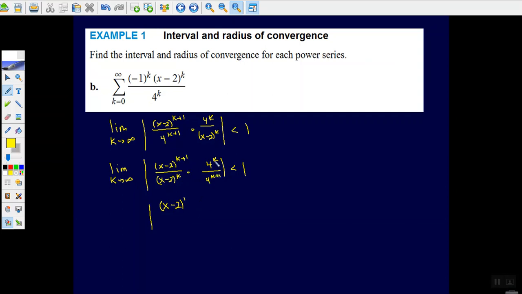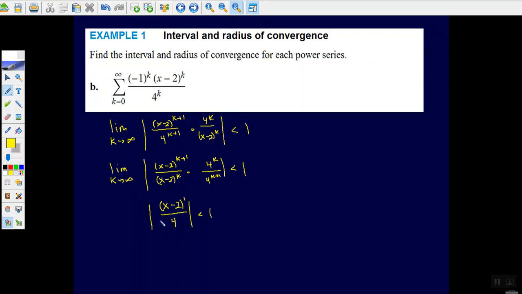And on this side, similar this time, but the extra power of 4 is on the bottom. So this would divide down to just 1 over 4. And so my final expression I'm just going to write as x minus 2 over 4. And notice that the k is now completely absent from this expression. So I really don't need to have the limit there anymore, because this expression is going to result in x minus 2 over 4 no matter what k is.